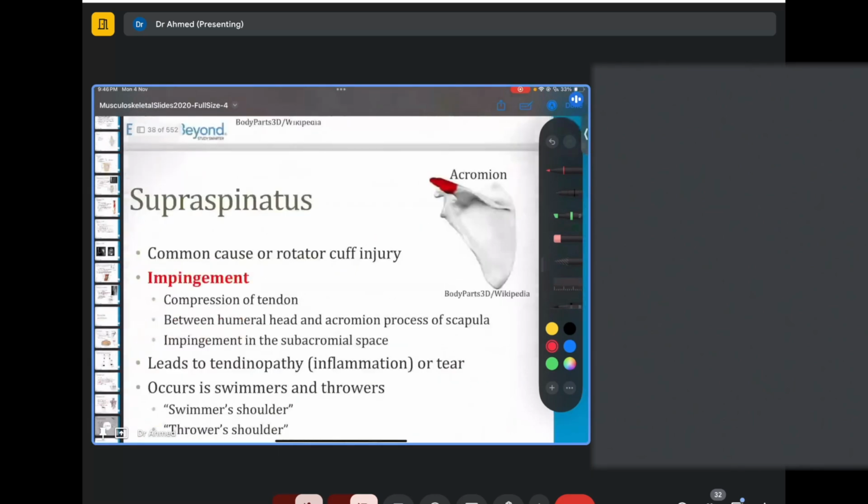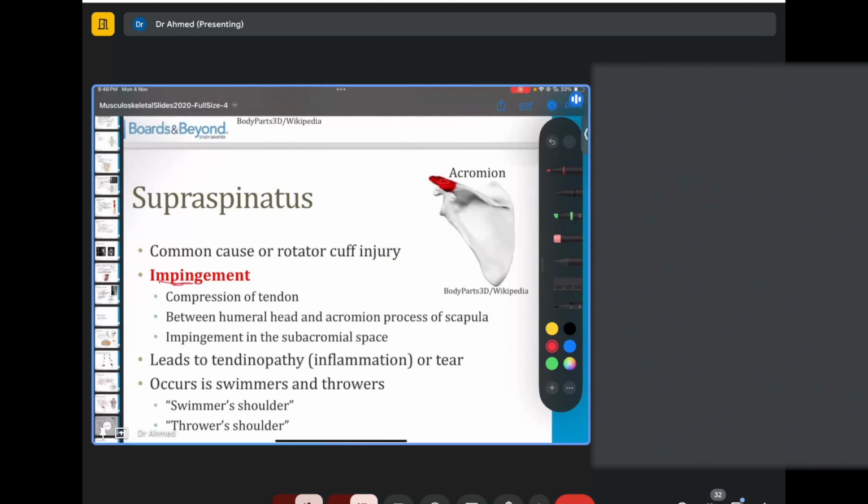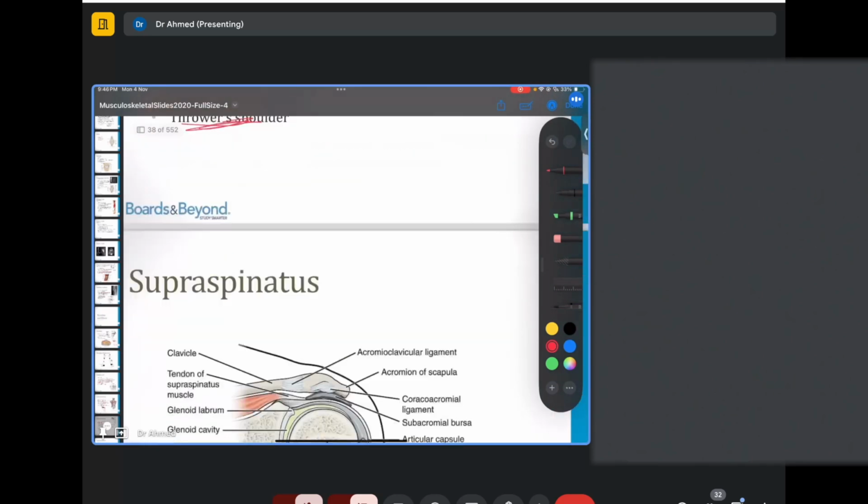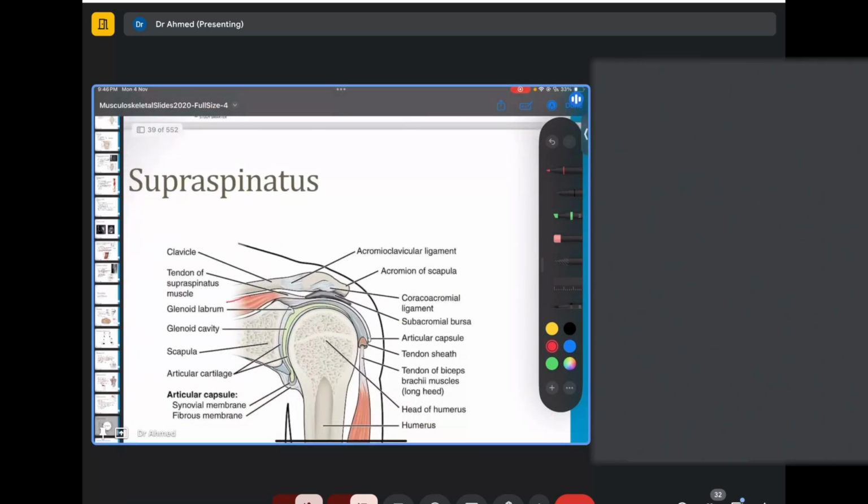We already discussed why: because of impingement between the acromion process and the head of your humerus. This kind of injury you are going to see in swimmers. Why? Because of overuse of abduction, there is more likelihood for the supraspinatus to become impinged between the acromion and humerus, so it can be damaged, or in throwers. So this is your supraspinatus muscle here. It can become impinged.